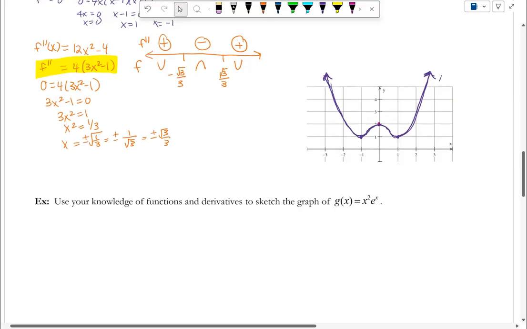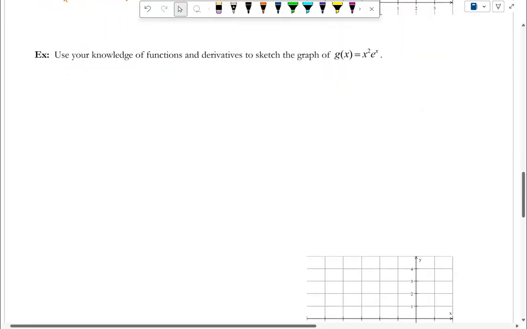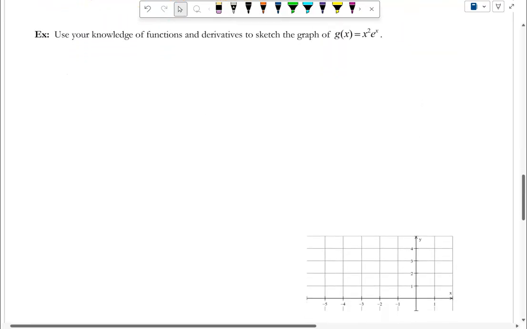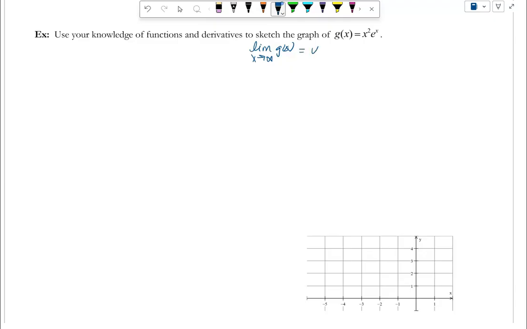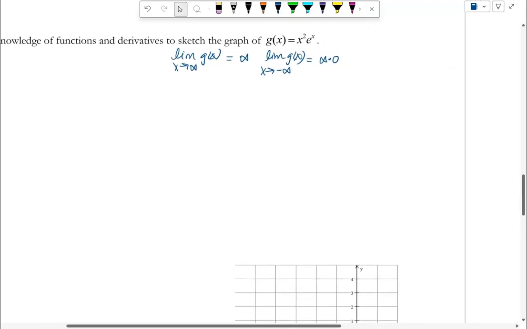All right, so for this next example, if I were to first look at this function g, I wouldn't really know how to start that graph. So again, if we think about the end behavior, I like to start there. Well, the limit of g as x approaches positive infinity, x squared times e to the x blows up, and that becomes infinity. But when we find the limit of g as x approaches negative infinity, we get infinity times 0. And so we know that's an indeterminate form.